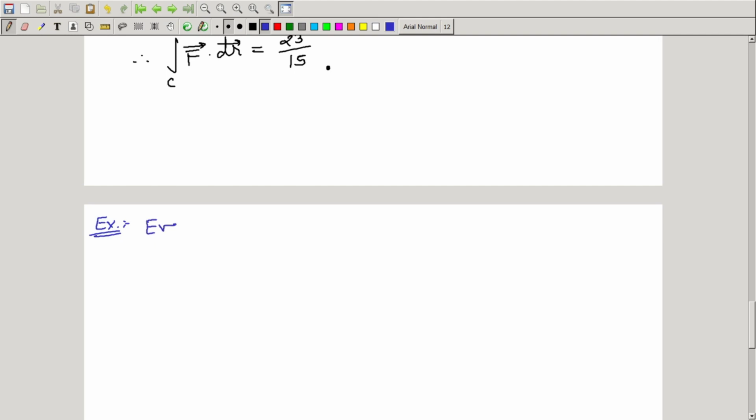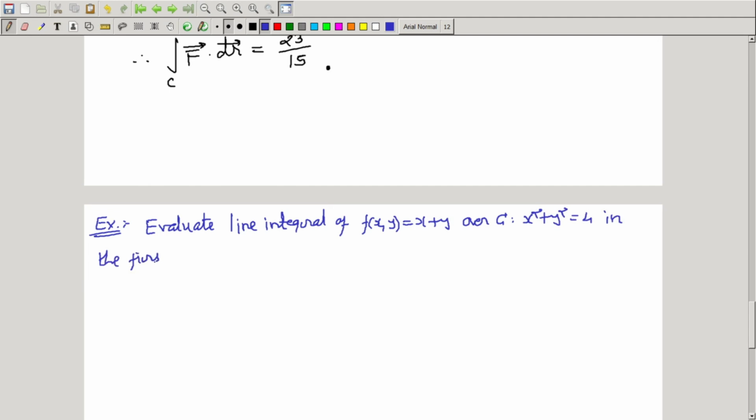Evaluate the line integral of f of x y equal to x plus y over the curve C. C is this, x square plus y square equal to 4 in the first quadrant.